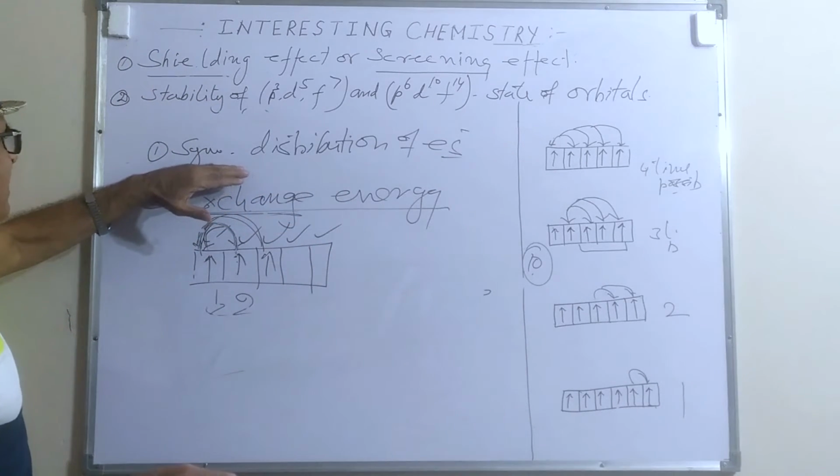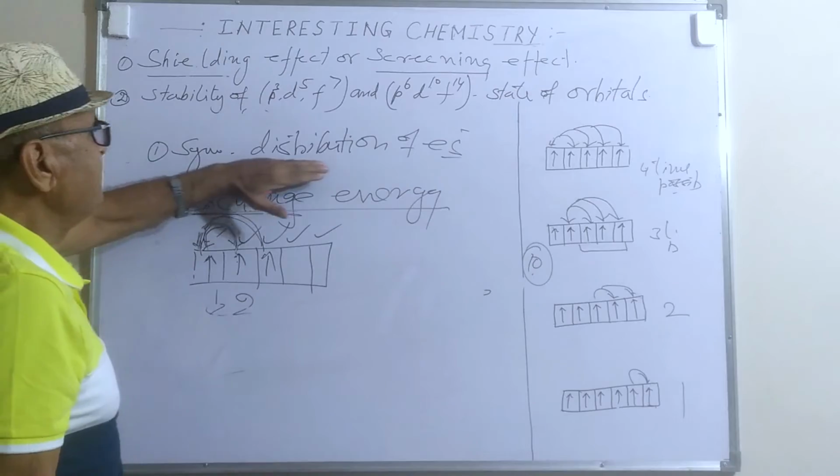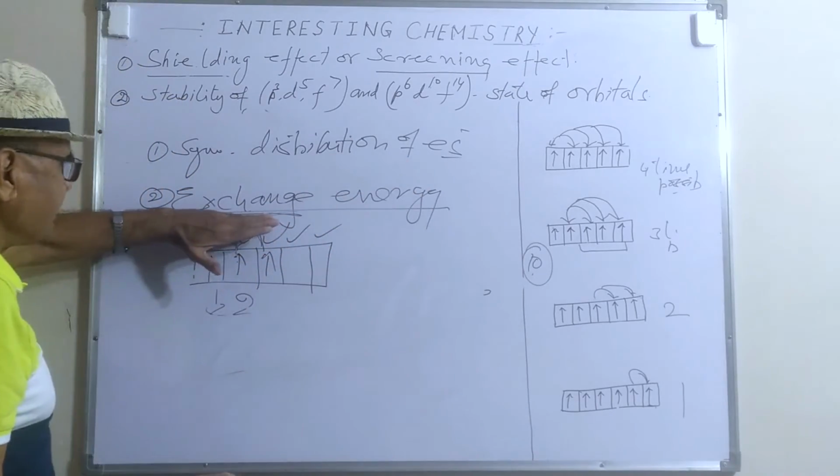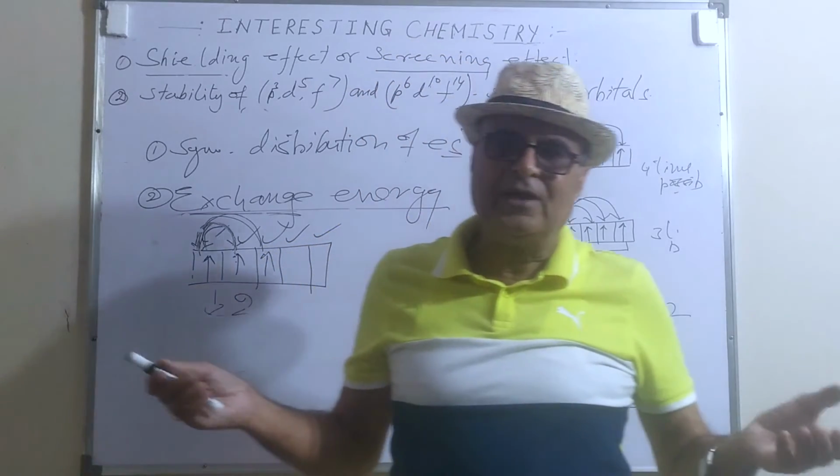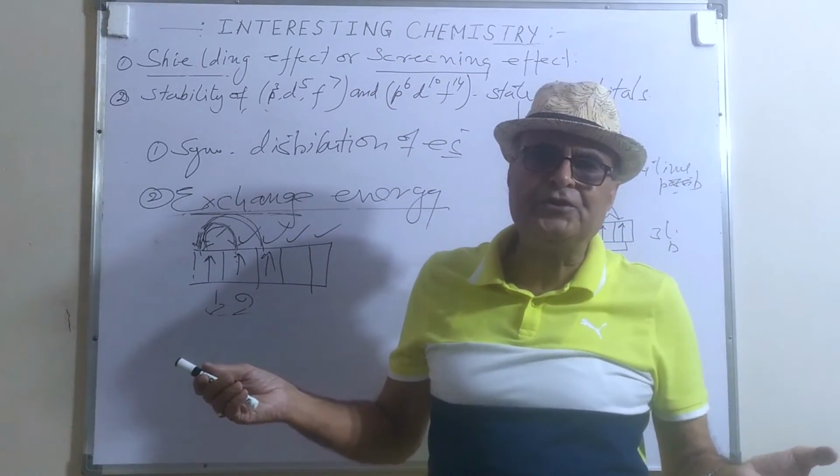So the first point is symmetrical distribution, and the second one is the exchange energy. I think that you have understood my way of teaching.